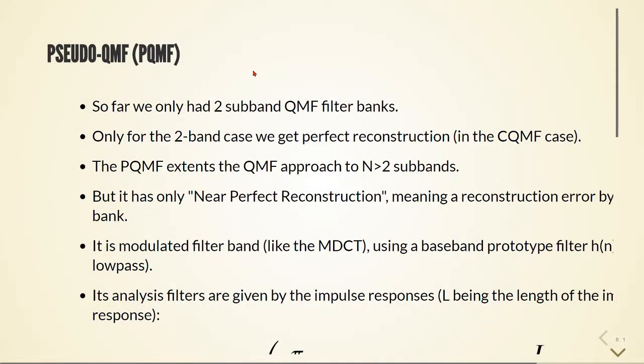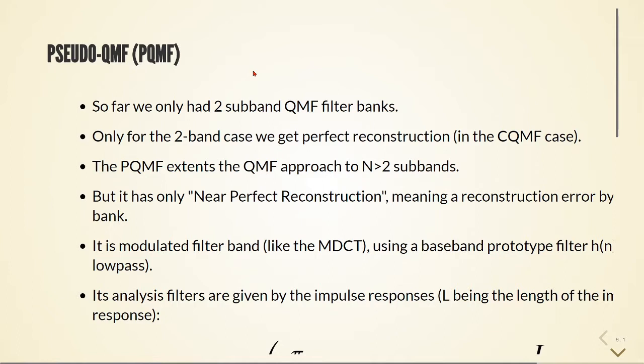So far we only looked at the two subband QMF filters, and only for the two band case do we get perfect reconstruction. The PQMF, the Pseudo-QMF, extends the QMF approach to bands greater than 2. So for subbands, n is greater than 2 subbands. But it has only near perfect reconstruction, meaning that there is a reconstruction error in the filter bank.